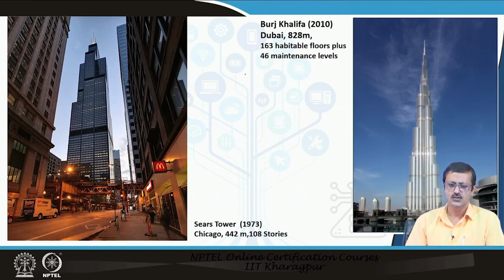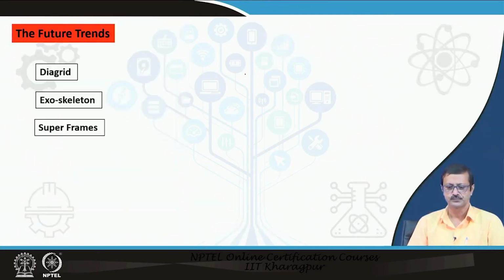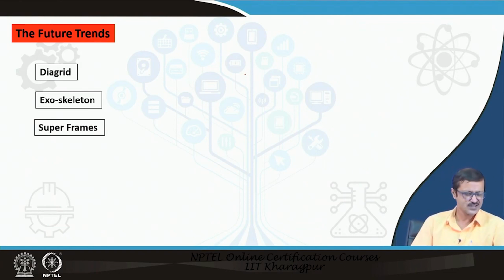So, that was 108 floors from Sears Tower in 1973, 442 meter. We have reached almost double of that, 828 meter, within these 30-40 years of time, or maybe a little more than that. So, the future trend is the diagrids, exoskeleton and superframes. Just in brief we will discuss that.